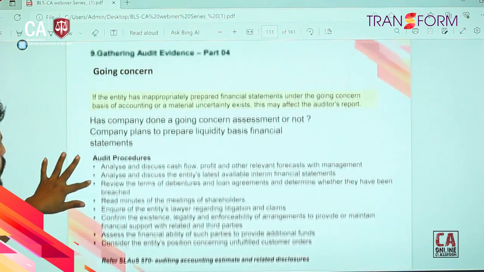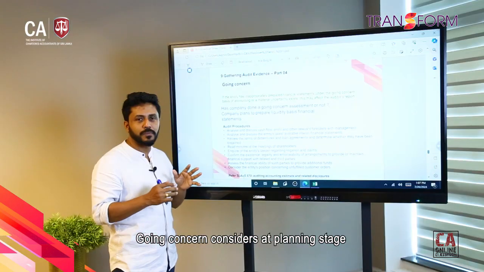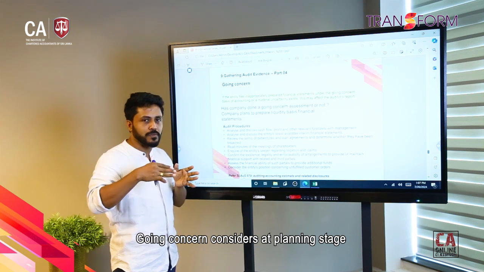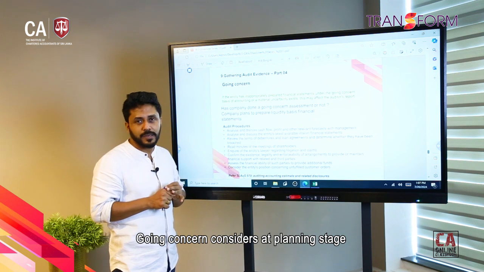And we are moving to going concern. Actually, this was discussed at the planning stage as well. As management, as a board of directors, before you are preparing the financial statements, the going concern assumption is the basic assumption we are taking to prepare the financial statements, right?